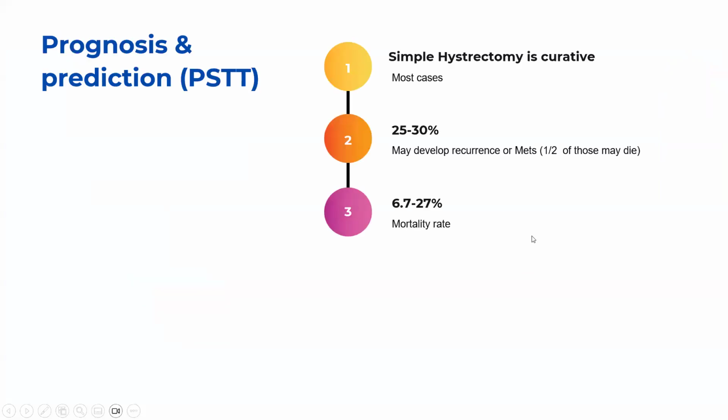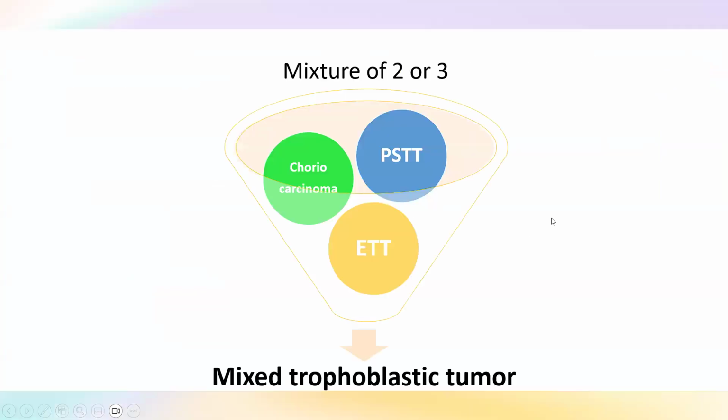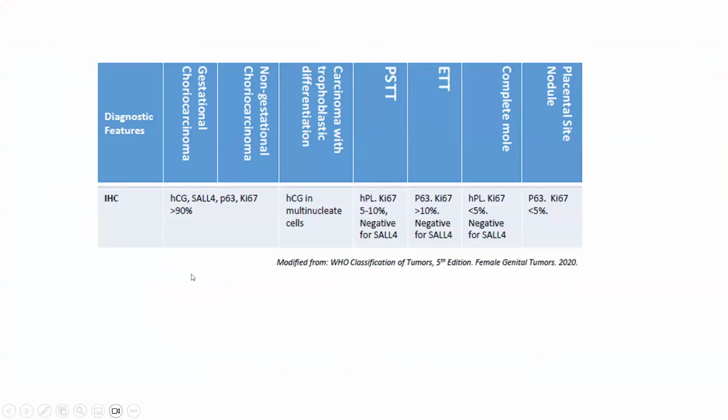As for prognosis, a simple hysterectomy is curative. 30% may develop recurrence or mass, and the mortality rate is 6.7 to 27%. Now, what if we have a mixture? Can we have 2 or 3 of those tumors? Yes, we can have those in the same patient in the same context, and we call this mixed trophoblastic tumor. Okay, these are the immunohistochemical stains that we have mentioned before.